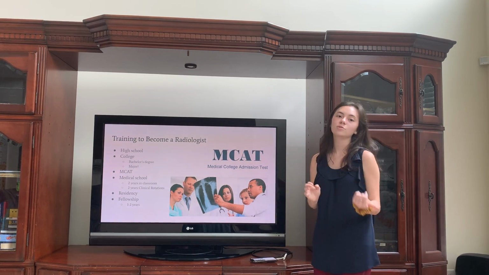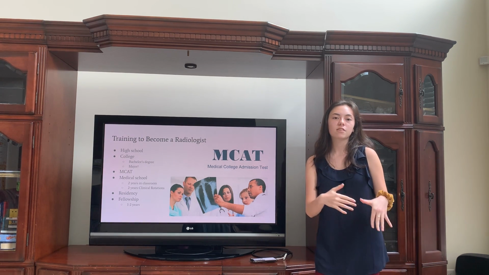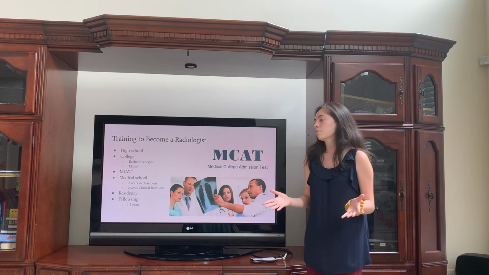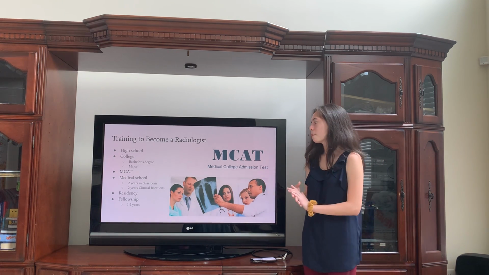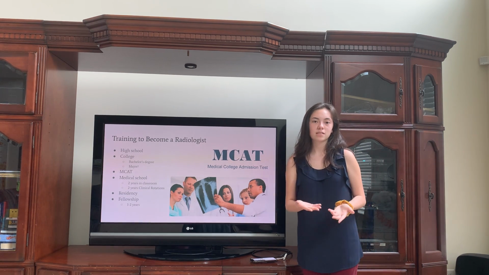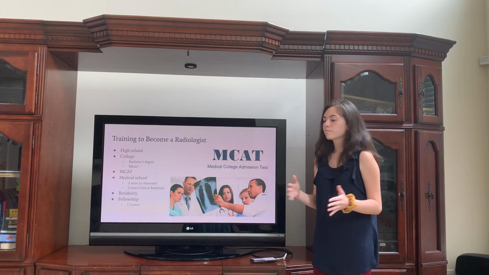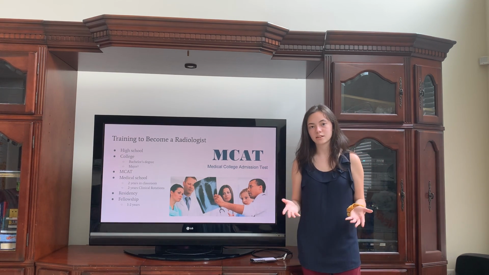After residency, you move into fellowship. Fellowship is where you're going into a subspecialty of radiology. It can last anywhere from 1 to 2 years depending on what you're deciding to go into. After fellowship is hopefully a job, and that's hospital-based. Radiologists make anything from $200,000 to $470,000 a year.